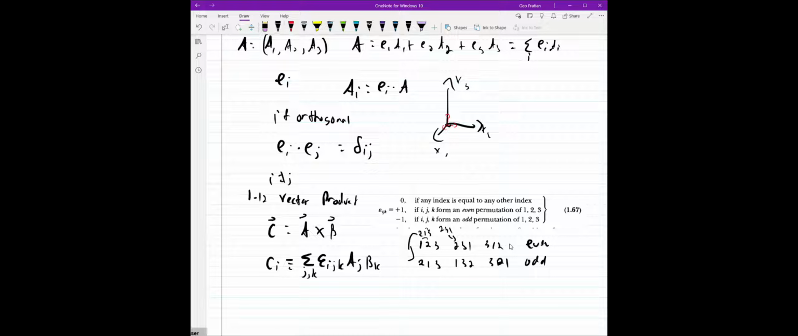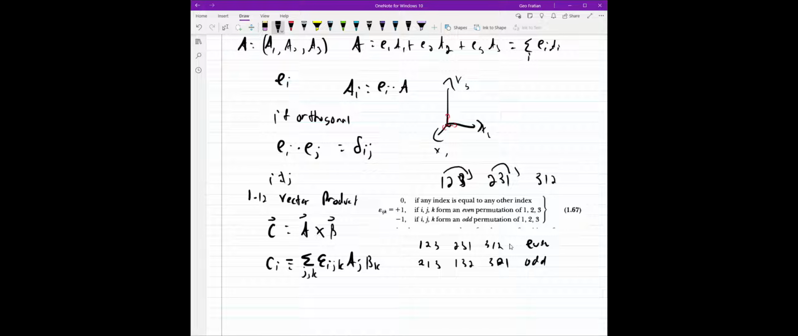I don't really like remembering it that way because I find that confusing. So what I actually do is I just write 1, 2, 3, because I know 1, 2, 3 is my starting point, and then I just make a cycle. I just move the 1 over here. So I get 2, 3, 1. And then I move the 2 over here. So I get 3, 1, 2. And these are all even. And that's because the Levi-Civita symbol is cyclic.